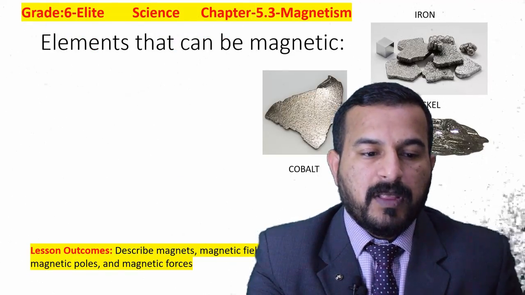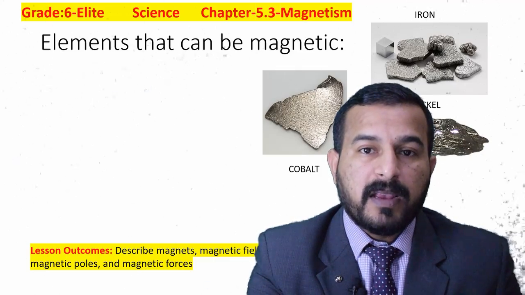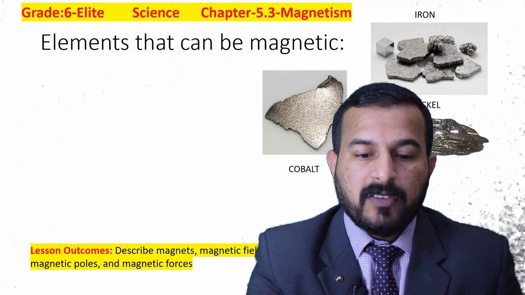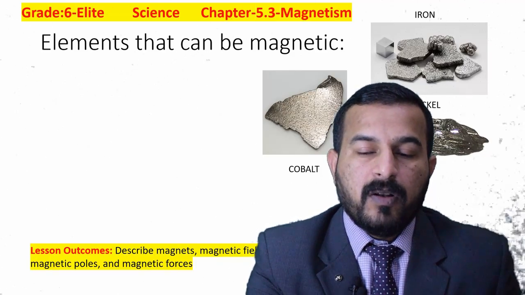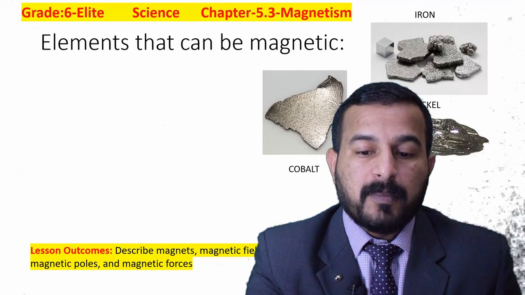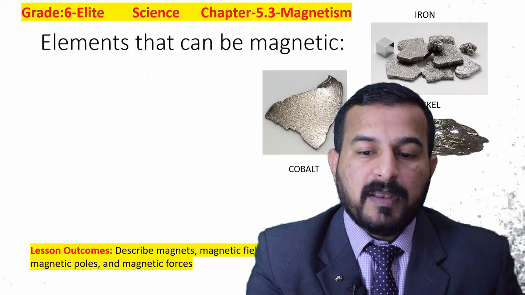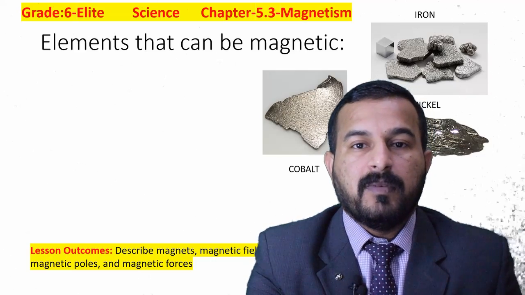Here we go with elements that can be magnetic. We have some ferromagnetic materials here, as you can see on the screen. Iron is there, cobalt is there, nickel. All of them look a bit silvery in color, but they have magnetic properties, and these are the metals we derive from the earth by mining.